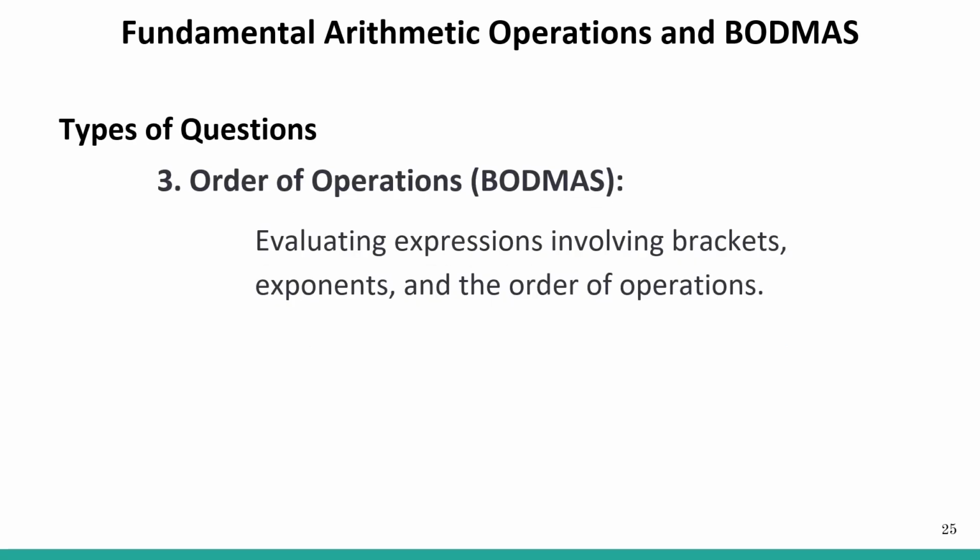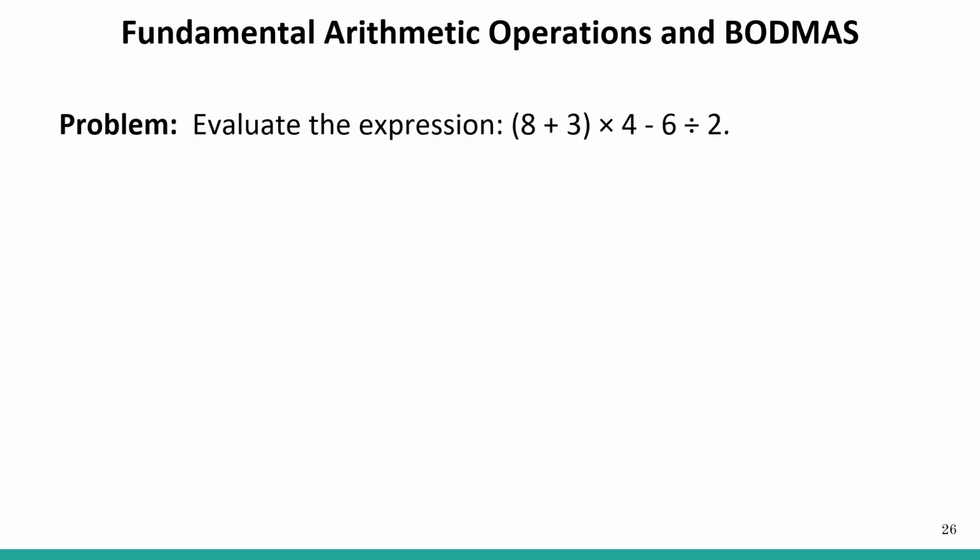So the third kind of question is order of operations, evaluating expressions involving brackets, exponents, and the order of operations. Evaluate the expression 8 plus 3 into 4 minus 6 by 2. So BODMAS, right? Brackets first. So 8 plus 3, that is 11. Then 4 minus 6 divided by 2. Then we search for exponents, there are none. And then we search for division. There is one, so we evaluate it first. So 6 by 2, that is 3.